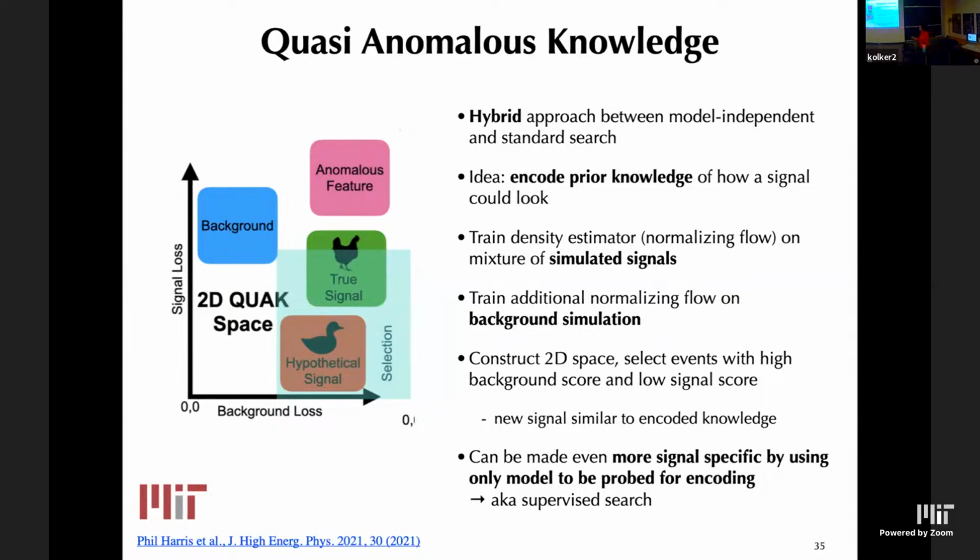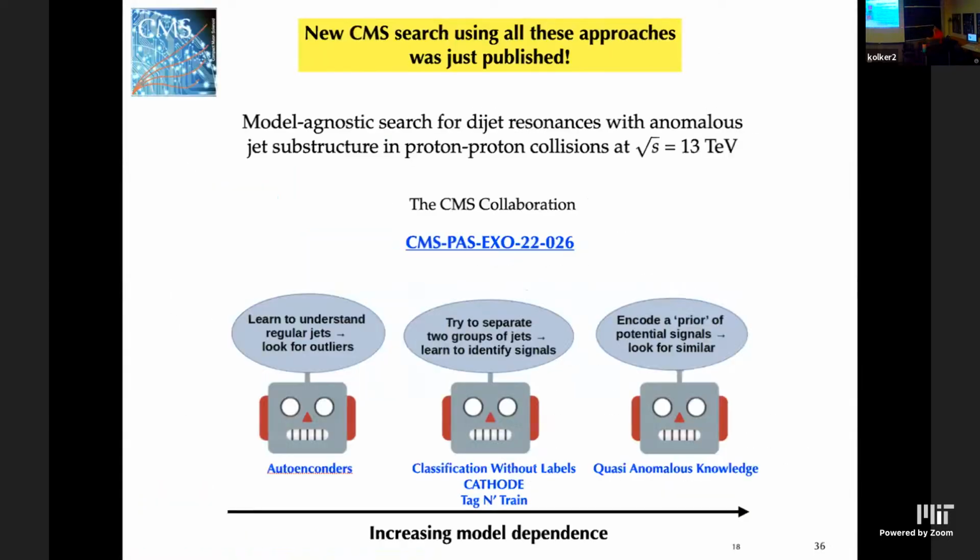But let's say you have just one signal. So you have the signal loss and the background loss, and then you can select events with high background score and low signal score, because you expect that a new signal similar to the ones that are encoded would behave this way. This can also be made more signal specific if you use only the signal that you want to probe. So this is more like a supervised search.